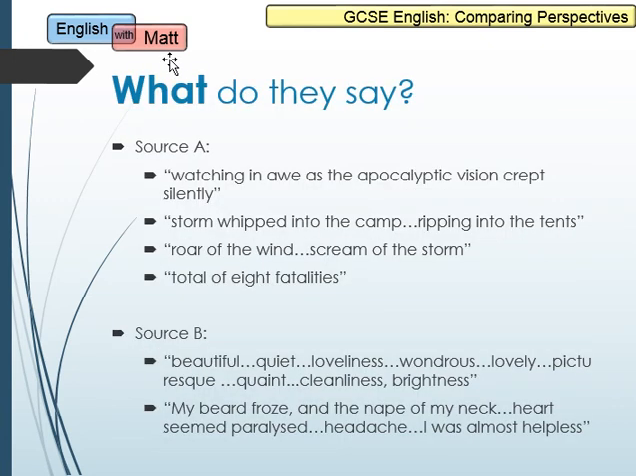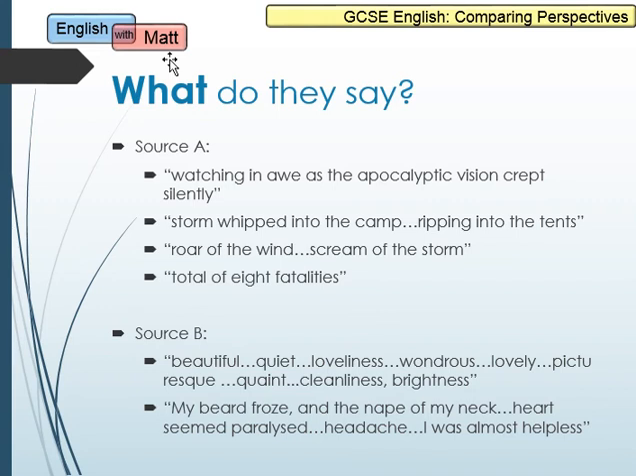So in order to find quotes, these are some of the quotes that you could use in order to prove what their perspectives are. So Matt Dickinson, for example, in source A says he was watching in awe as the apocalyptic vision crept silently. The storm whipped into camp, ripping into the tents. He heard the roar of the winds and the scream of the storm, and we're told that there were a total of 8 fatalities. So those are quotes that you could use. There are others as well, but these are just some examples.